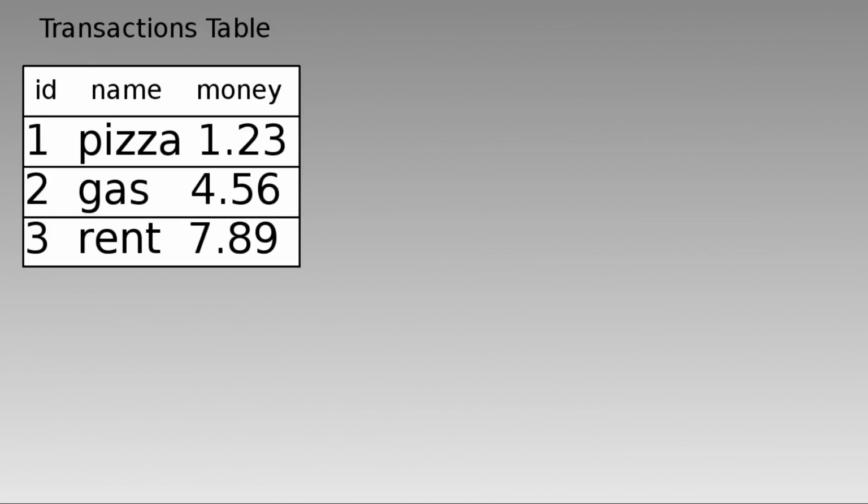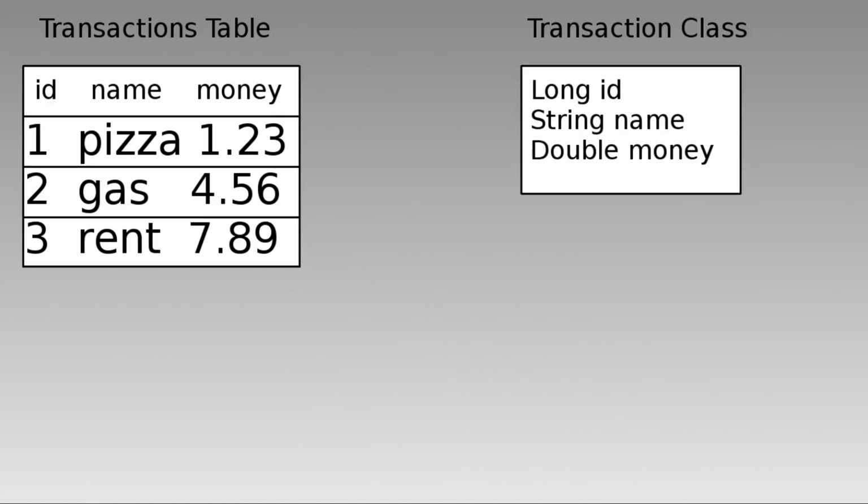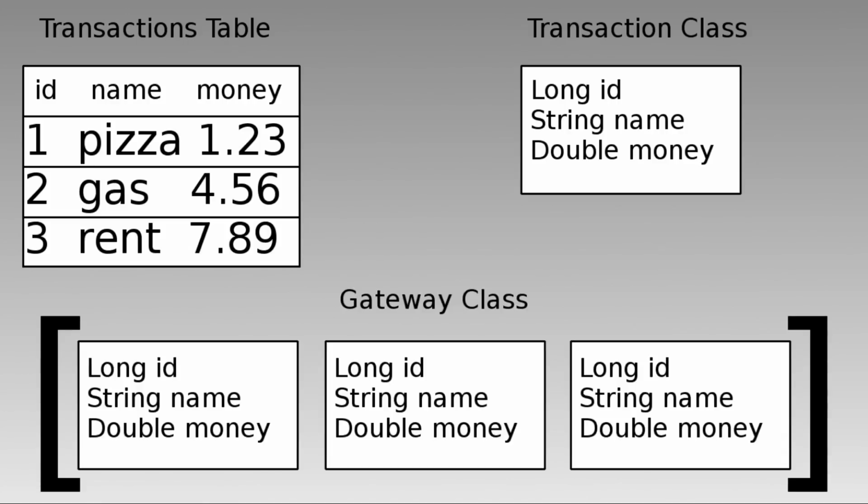In our SQLite database, we're going to have a transactions table with 3 attributes. We're going to have an ID that's going to be an integer that's going to serve as the primary key. We'll have a name, which is a string. Then we'll have money, which is a decimal. We're going to create a Java class that holds the values for these 3 attributes, a long, a string, and a double. But then we're going to create a more robust gateway class that will perform various transactions on the database: create, read, write, update, and delete.